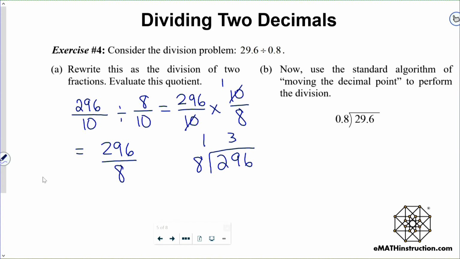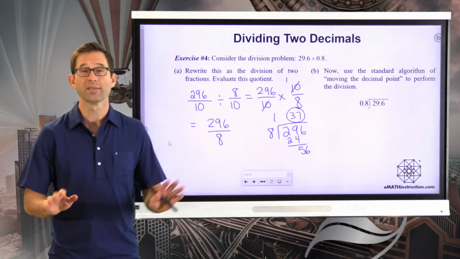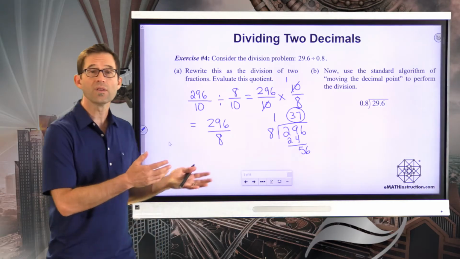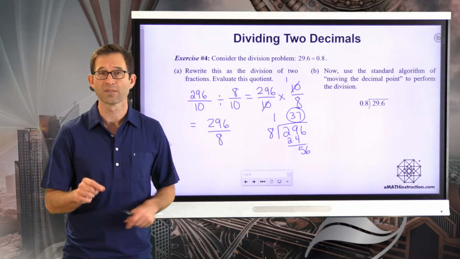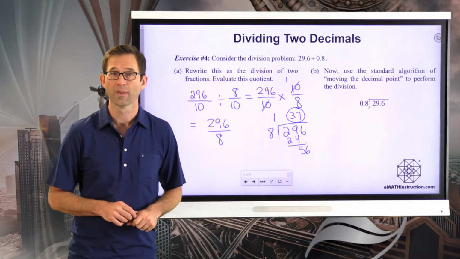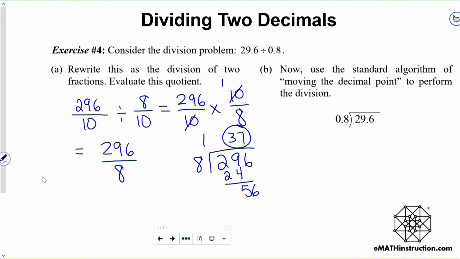That's going to give us 3, 24. That's going to give us 56, and that's 7. So I get 37. All right, that's easy enough. This, though, explains the standard algorithm for dividing decimals, and that we're going to review in letter B. Okay? Now, use the standard algorithm of moving the decimal point to perform the division.